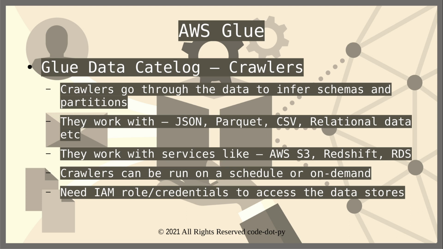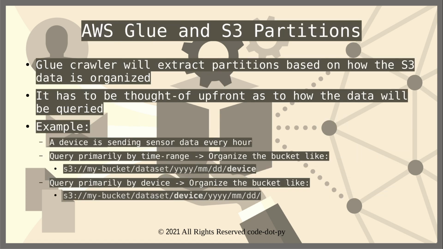The only thing that we need to keep in mind is that we have to have the specific IAM roles and credentials already defined, in order for the crawlers to have the required access to these data stores. One more key thing to understand with AWS Glue, whether it's the data partitions or the crawlers that help create them, is that we have to understand how the data is getting partitioned.